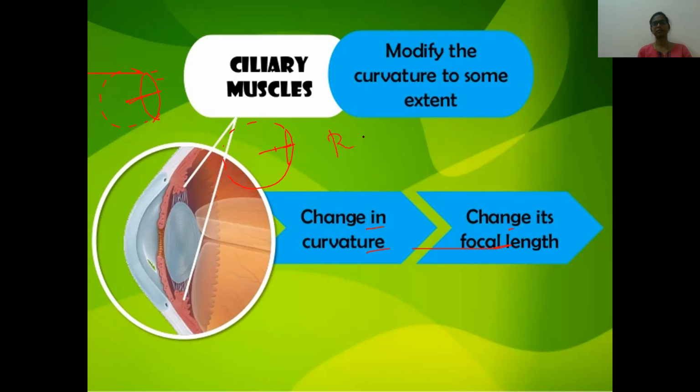Okay, children, you know radius of curvature is equal to 2 times the focal length, right? That means if radius increases, focal length is also going to increase, directly proportional.